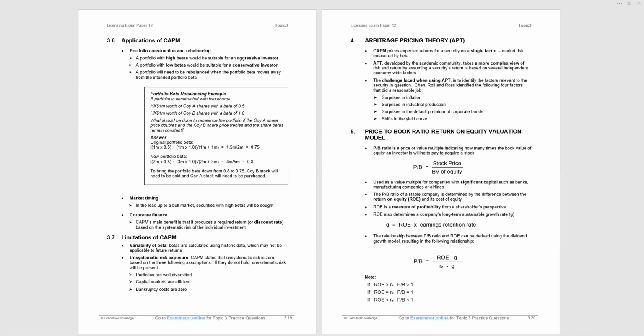A portfolio is constructed with 2 shares: 1 million Hong Kong dollars worth of company A shares with a beta of 0.5, so that is a low risk investment, and 1 million worth of company B shares with a beta of 1, which is the beta of the market portfolio. What should be done to rebalance the portfolio if the company A share price doubles and the company B share price trebles and the share betas remain constant?